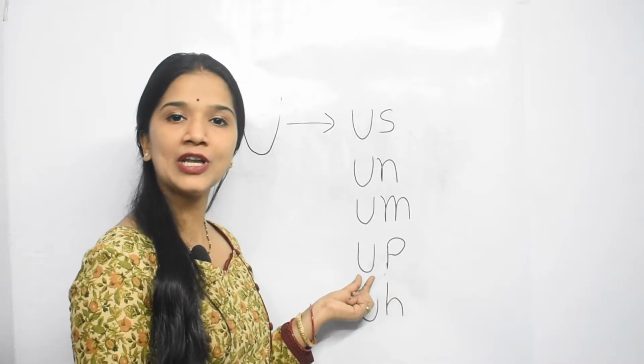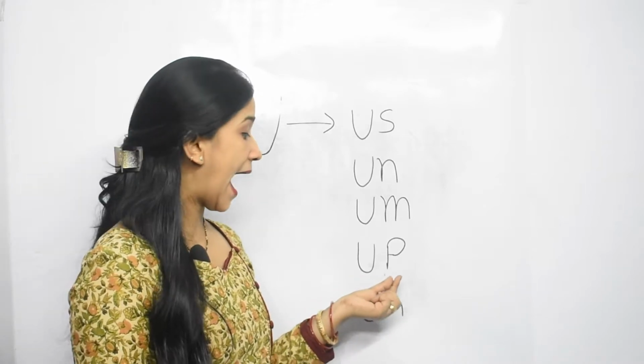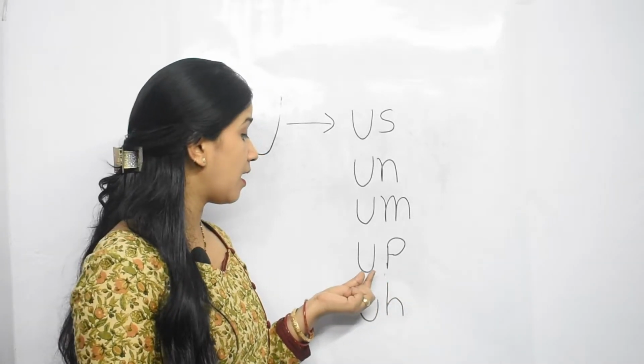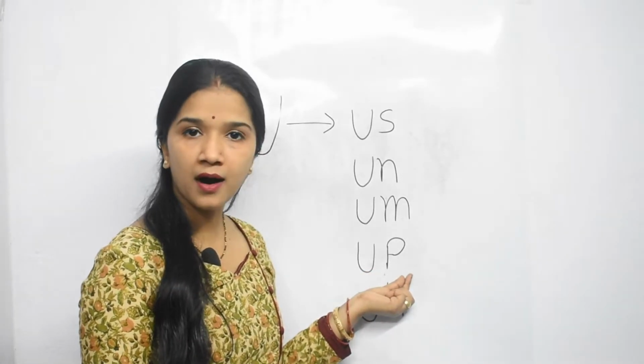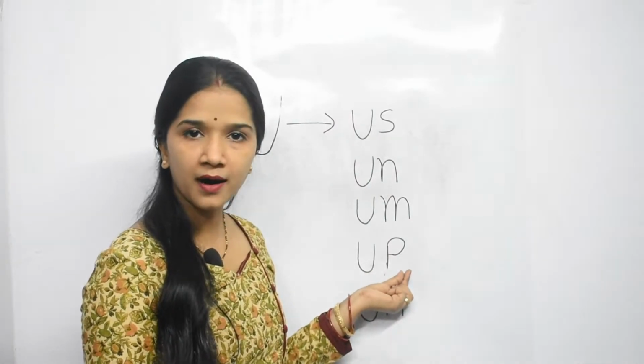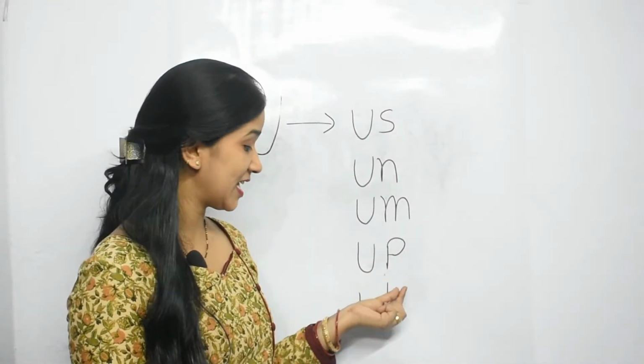The phonic sound of letter U is A and the phonic sound of letter P is Pa. A, Pa, up.